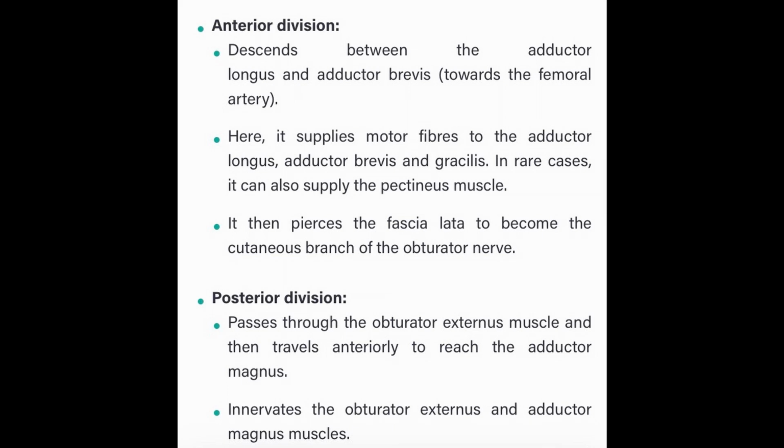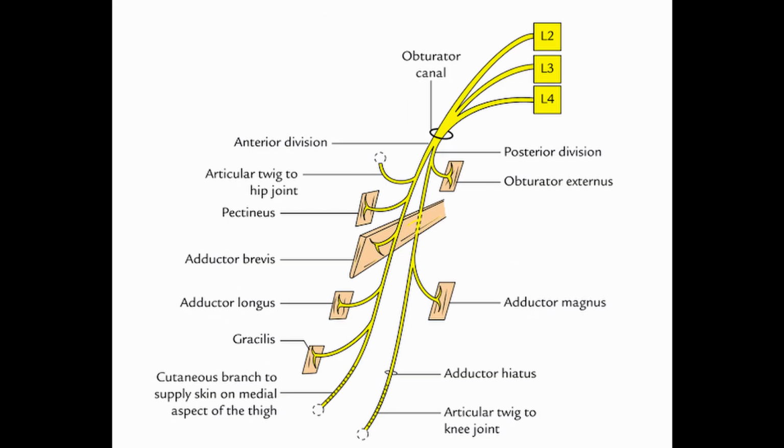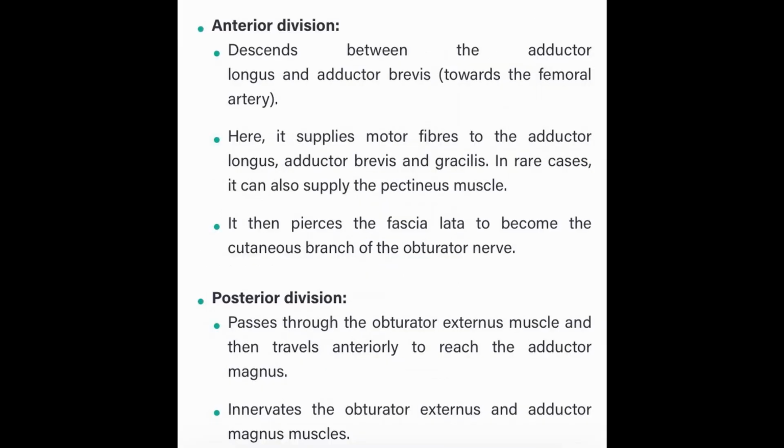Now the second one is the posterior division. It passes through the obturator externus muscle and then travels anteriorly to reach the adductor magnus. As you can see on the diagram, firstly it goes to the obturator externus, then to the adductor magnus. It innervates the obturator externus and the adductor magnus muscle. So this is the posterior division of the obturator nerve.